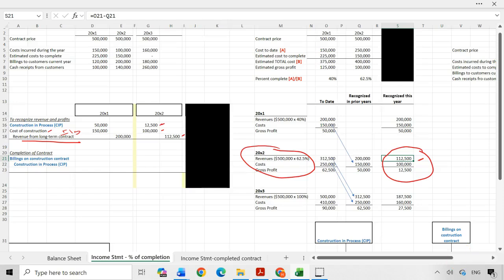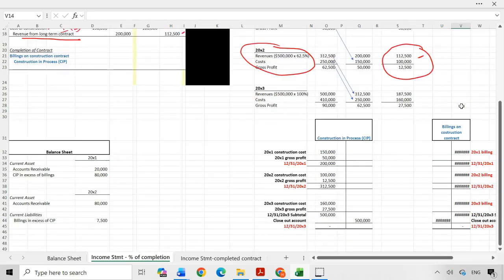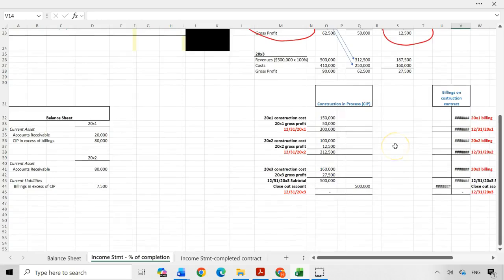Okay, now I'm going to go back down to my T accounts just so you can see here the construction in process where I started at 12/31/X1. I had a balance of $200,000. I recorded my 20X2 construction cost to this account back when we did the balance sheet side of things. And now I've just recorded my 20X2 gross profit amount, which was a debit of $12,500.